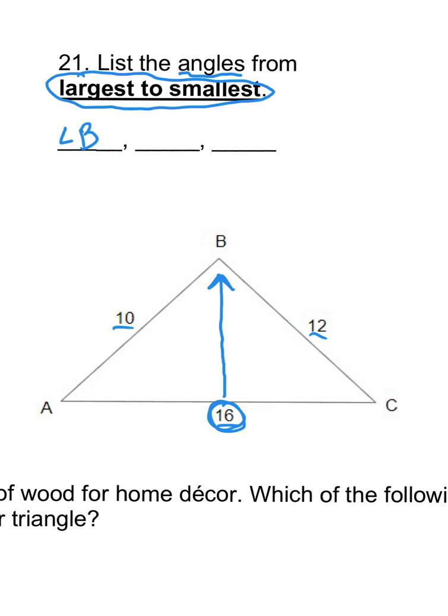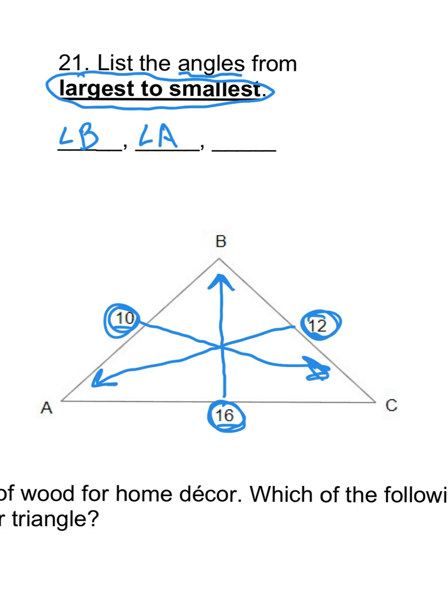The next biggest side would be 12. And the angle across from that, or furthest away from that, would be angle A, right? So angle A comes next. And then the next biggest side, or the smallest side in this case, is 10. And the angle that's across from that one, right, is angle C. So angle C is actually our smallest angle in this triangle.